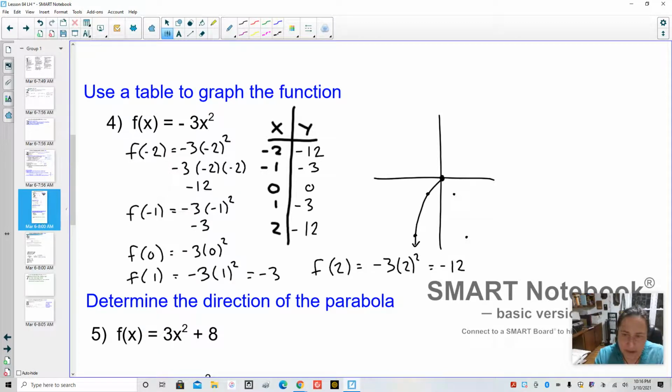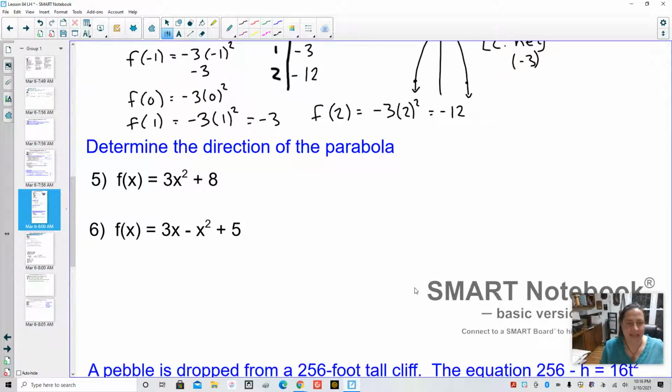All right. And then I'm just going to jump ahead a little bit. Remember, I told you before that the leading coefficient determines whether or not it's going to open up or down. So the leading coefficient was negative, right? It was a negative 3. So we knew it was going to open down, because that's actually the next question. Determine the direction of the parabola.